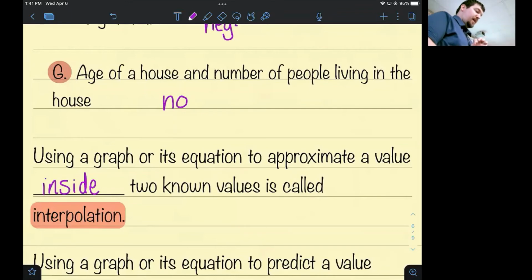Okay. If I'm tracking grades every chapter, but I wanted to make a prediction of what someone's grade was within the chapter, that would be interpolation.